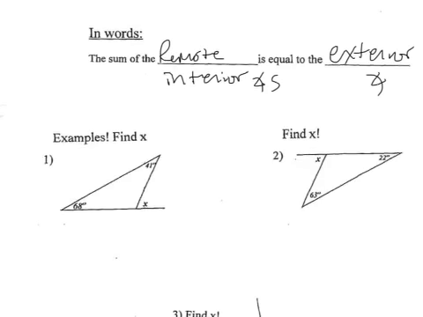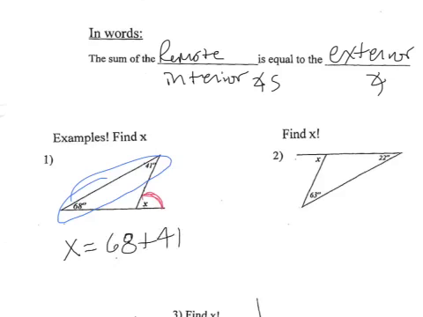Now looking at the examples, if we started with question number 1, x is an exterior angle and it's equal to the sum of these two. So if I wanted to write an equation, it would be x is equal to 68 plus 41. So in this case, x is equal to 109 degrees.